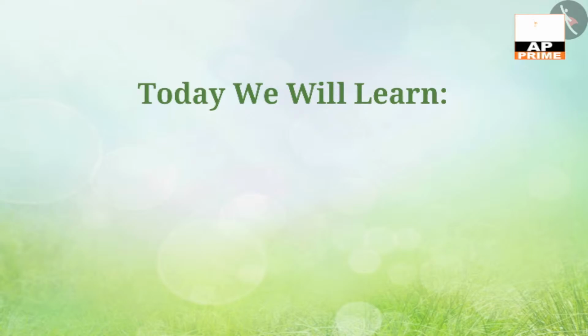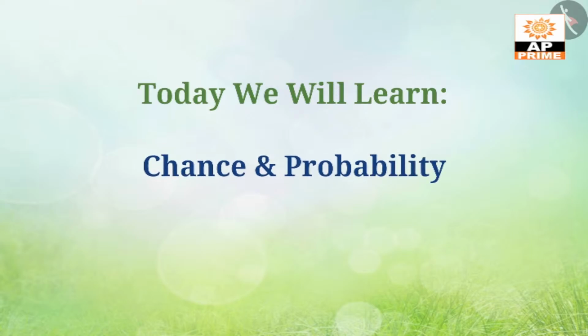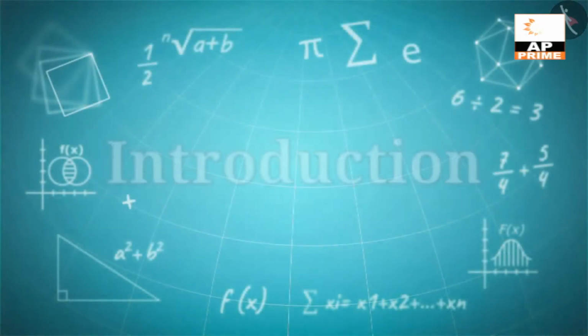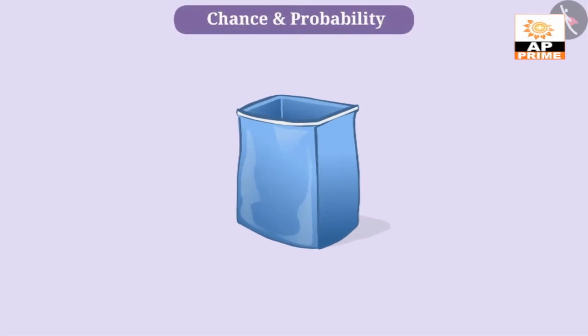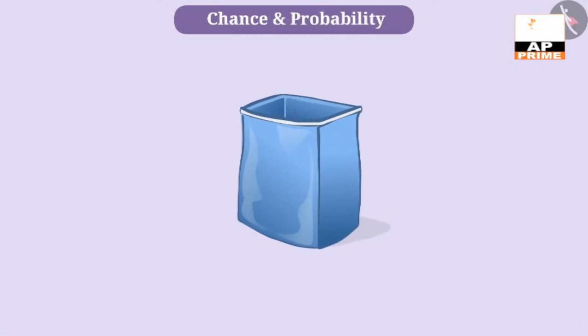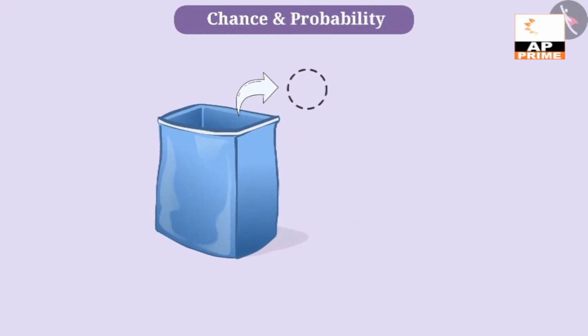Today we will learn about chance and probability. Let us understand these concepts by considering some situations. Here is a bag in which there are 3 red balls. If we take out one ball without seeing it, will it be a red ball? Think.